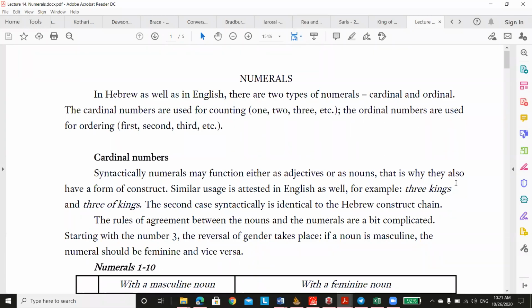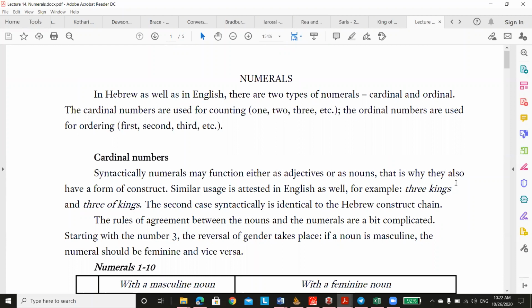Yeah, we are recording. So today we will speak about the numerals. And first of all, we need to understand two types of numerals: the cardinal numerals and ordinal numerals. The cardinal numerals are the numerals that are used for counting, like, for example, 1, 2, 3, 4, 5, and so on. The ordinal numerals are used for ordering, like first, second, third, and so on.